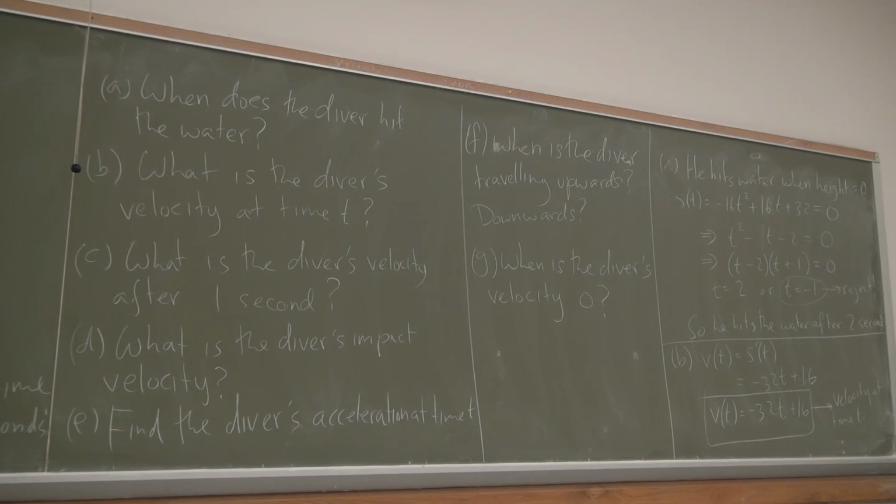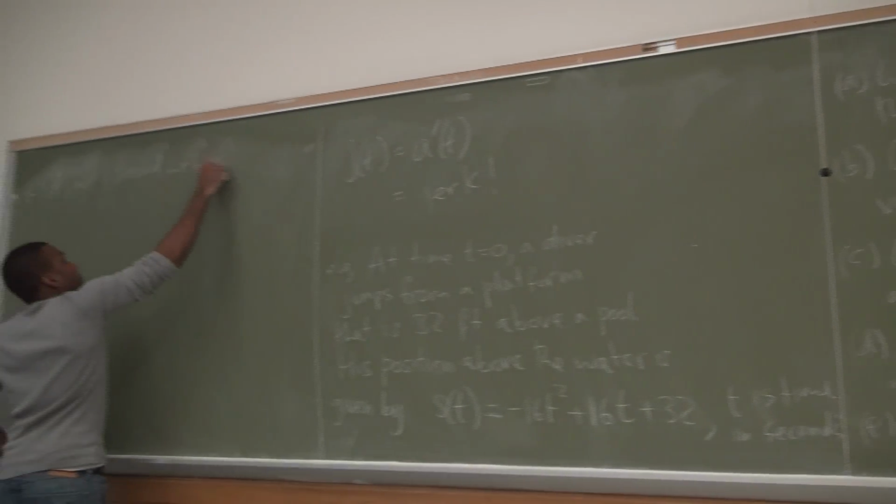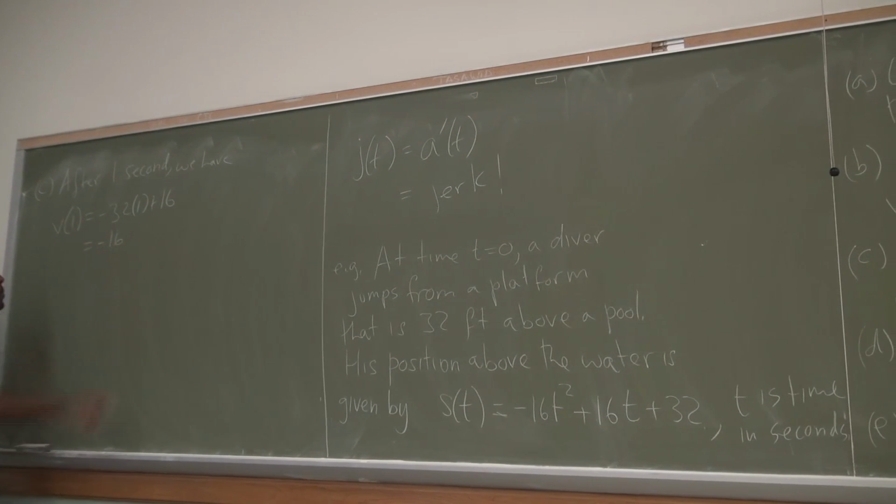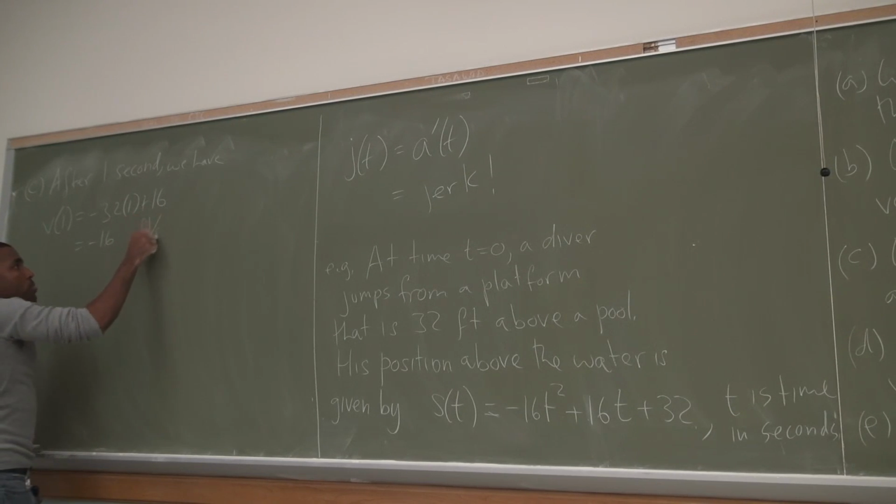What's the velocity after 1 second? This is feet per second. I'm not going to care too much about units in this class, but in physics class, units are super important. What does it mean for velocity to be negative 16? Down, right? In this case, velocity gives 2 directions. If it's positive, it means he's traveling upwards. If it's negative, he's traveling downwards. So after 1 second, he's already on his way down.